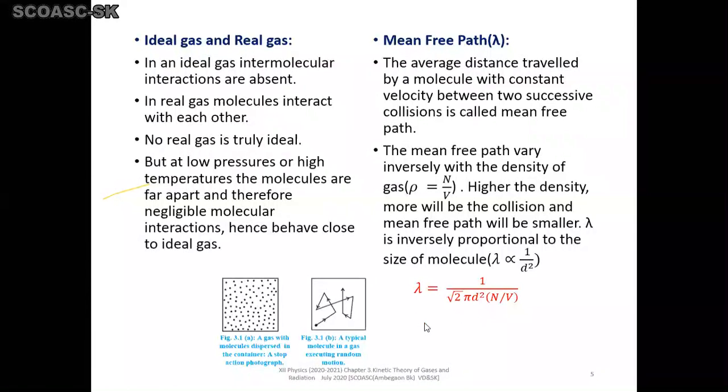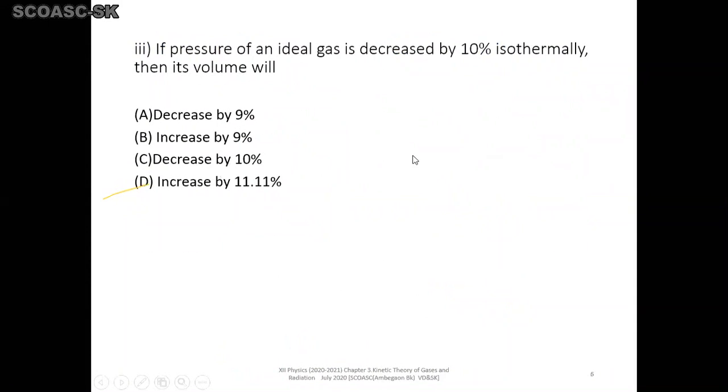Let me move on to the next slide. Okay. Now, if the pressure of an ideal gas is decreased by 10% isothermally, then its volume will be, I want to find out the answer. What is isothermally in the first case? Isothermally means the temperature is going to remain constant.